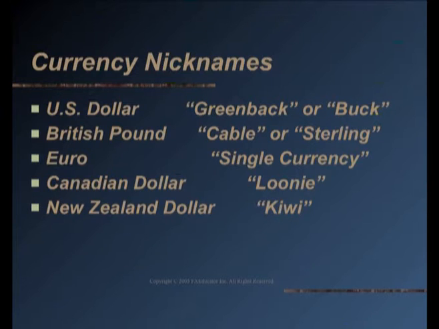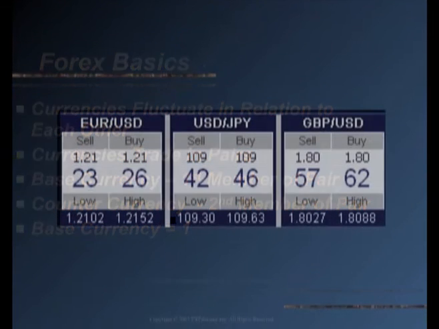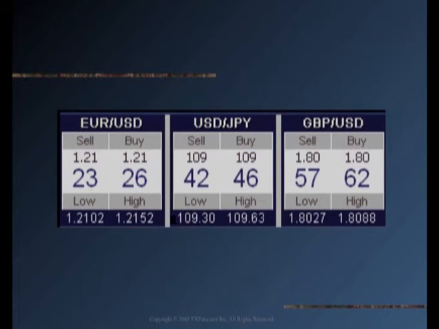So just to review some Forex basics here, the currencies fluctuate in relation to each other. The currencies always trade in pairs. The base currency is always the first member of the pair. The counter currency is always the second member of the pair. And think of the base currency as the number one. For example, if you take a look at this shot of the trading station, 1 euro equals 1.2123 US dollars. That's not too hard, right? 1 US dollar equals 109.42 Japanese yen. 1 Great Britain pound equals 1.8057 US dollars, and so on.